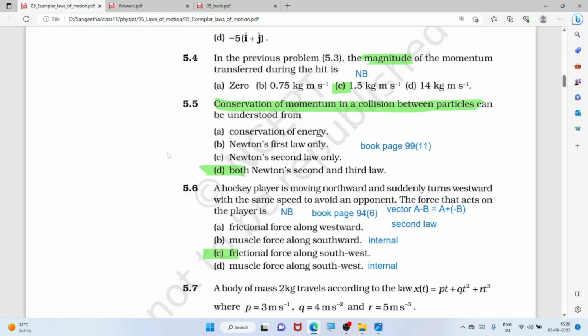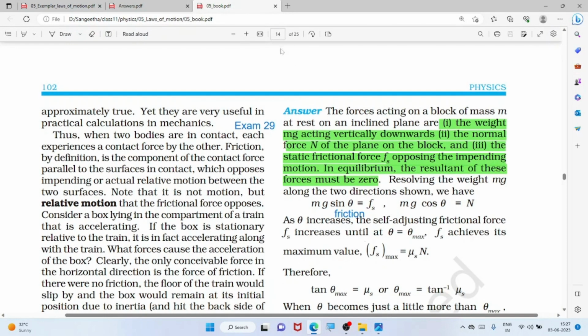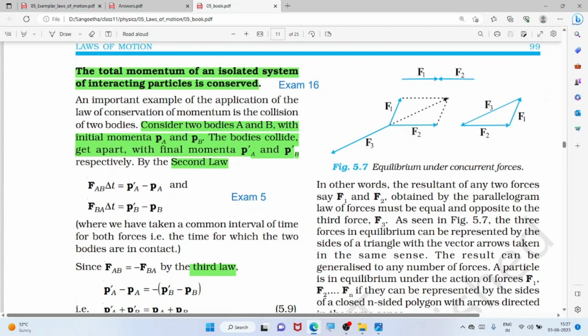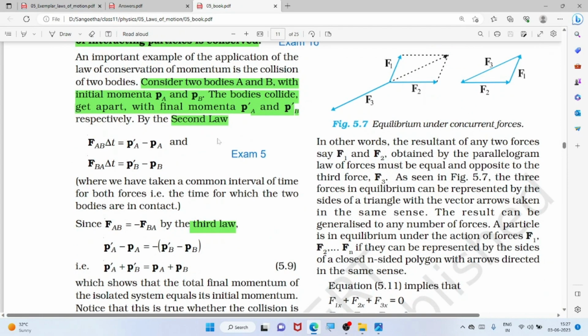Conservation of momentum in a collision between two particles can be understood from both Newton's second law and third law. Page 11. See, this is the consideration of the law of momentum. So this is derived from the second law, and here we are using the third law.